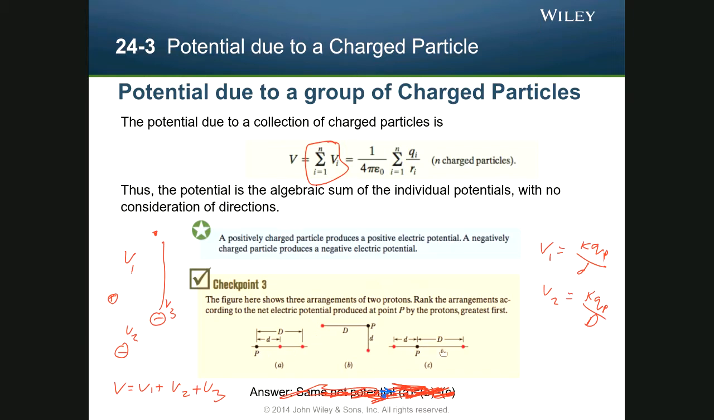Now I want you to notice, is potential a vector or a scalar? The checkpoint should give it away, but let's see. All right. It's a scalar. Very good. As you can see, our arrangement didn't change the value. Now, what if I had asked you for the electric field at P? Well, that would have been different for each one, because you have to look at the direction and take that into account too. So keep that in mind as we go forward.